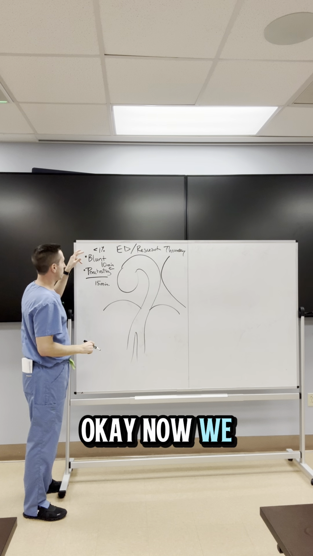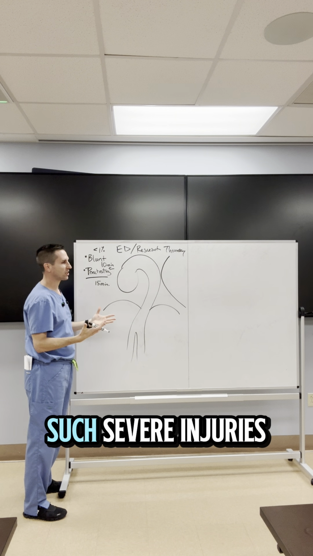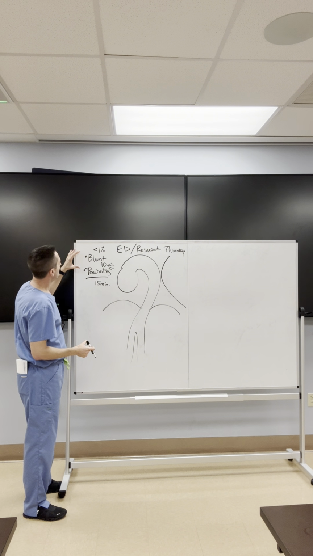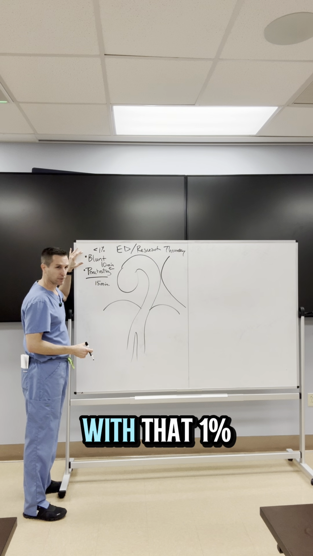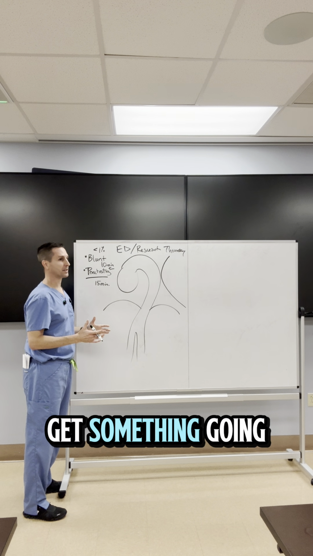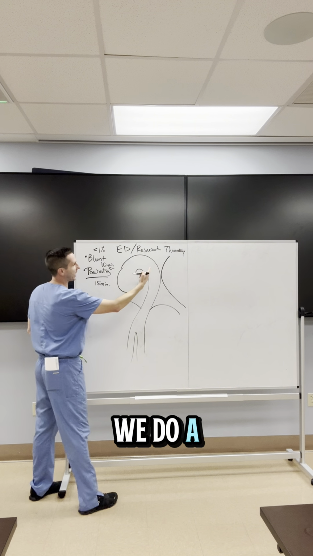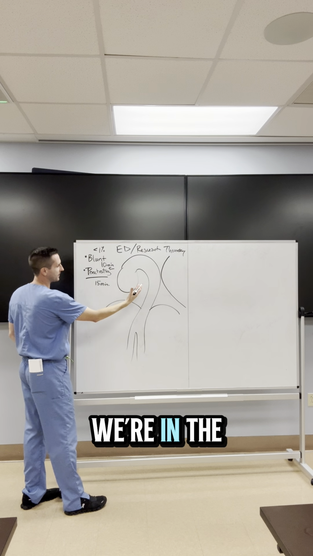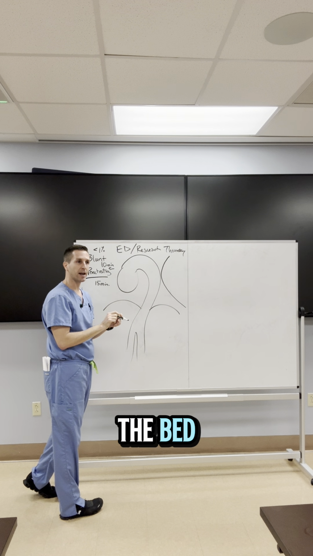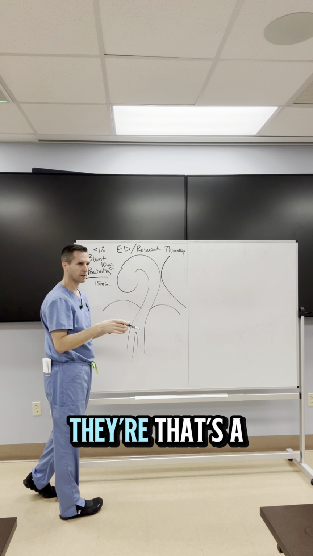Now, we got this particular patient back, and they had such severe injuries once we got them to the OR that they didn't survive. But even just getting them back with that 1%, I was very optimistic and hopeful that we could get something going. So now my question is, all right, we do an anterior lateral thoracotomy. We're in the chest. What I always tell anesthesia, or whoever's at the head of the bed, I always tell them to do something. What do I tell them to do? Because this patient's intubated.